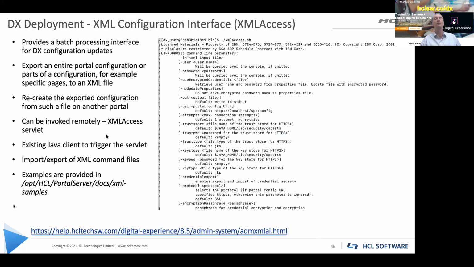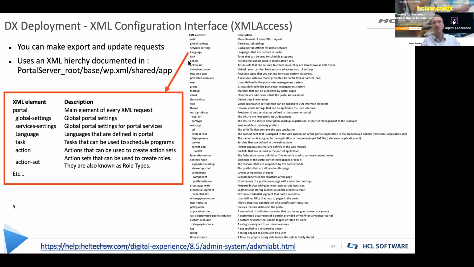Then we have more advanced things you can do with XML access. I gave here some examples of things you can do with it, but XML access is used to do a lot of things in the environment. For example, to create an export of the full portal configuration. And here you see a list of all the different elements that can be exported and imported, of course. And there are different ways to export and import it. In some places you can do it in the user interface of the digital experience. In other places you can use it just in the command line.